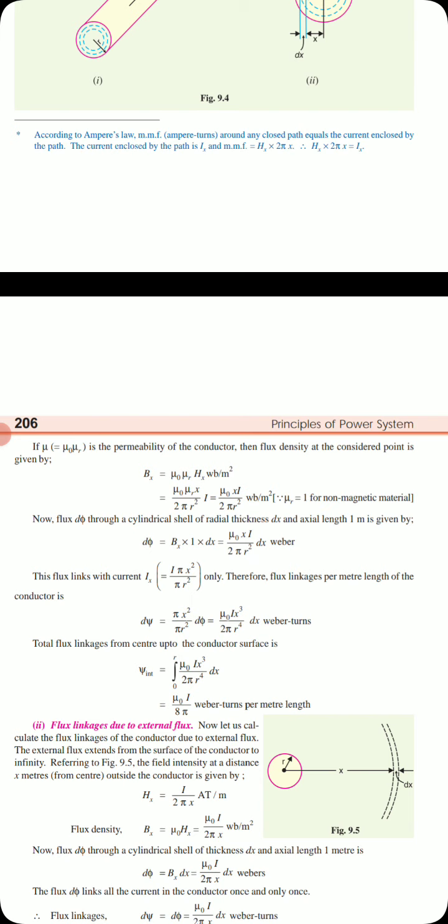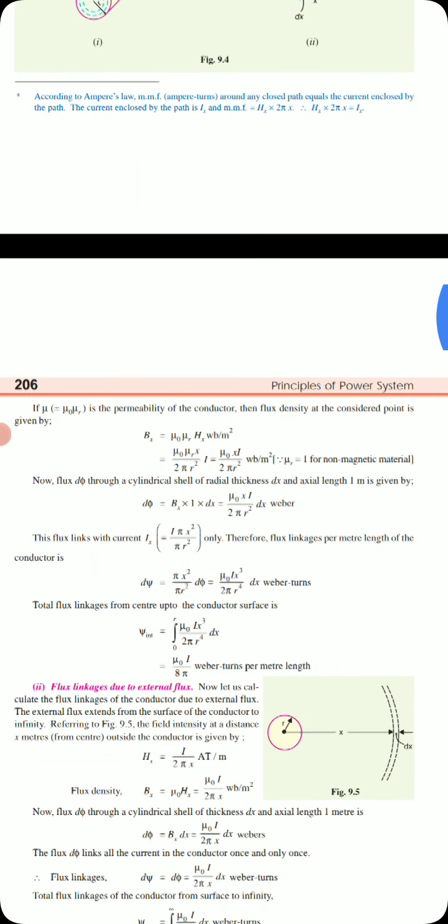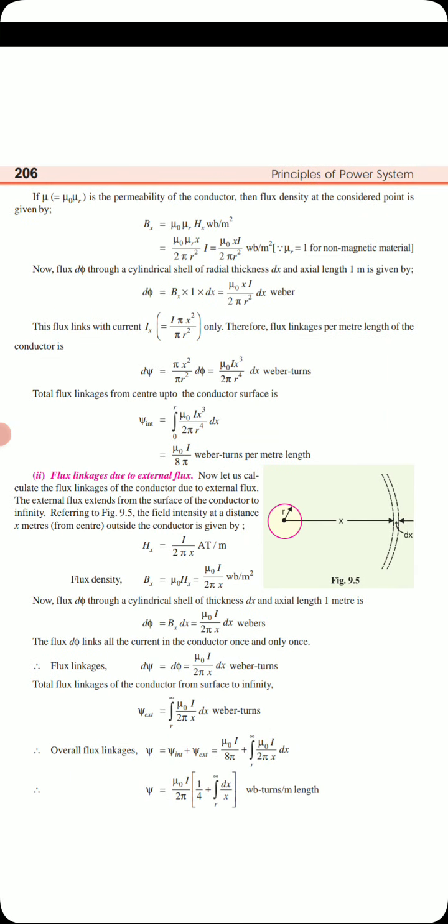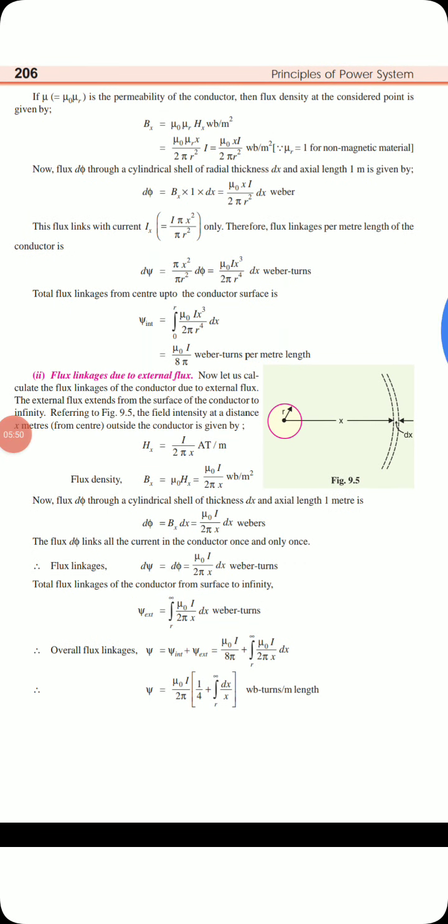So here it is very clear that the flux density and flux linkages are measured with the current only. If current is more, flux linkages are more. If current is less, flux linkages are less, and the internal flux does not depend upon the conductor size or cross section. It is purely dependent upon the current. Now for the same single conductor, the external flux, due to the same current, is there.